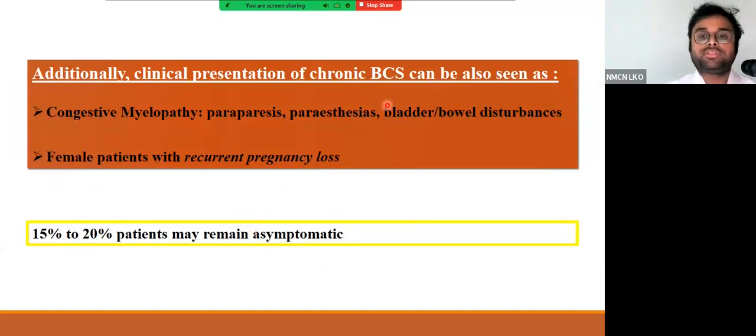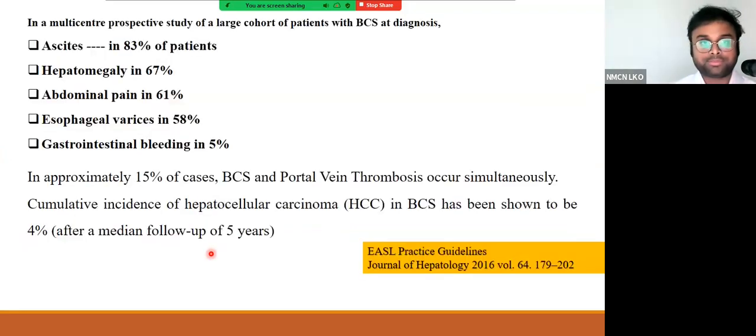Additionally, clinical presentation of chronic Budd-Chiari syndrome can also be seen as congestive myelopathy, paraparesis, paresthesia, bladder bowel involvement, and female patient with recurrent pregnancy loss. 15 to 20% of Budd-Chiari syndrome patients may remain asymptomatic as well.